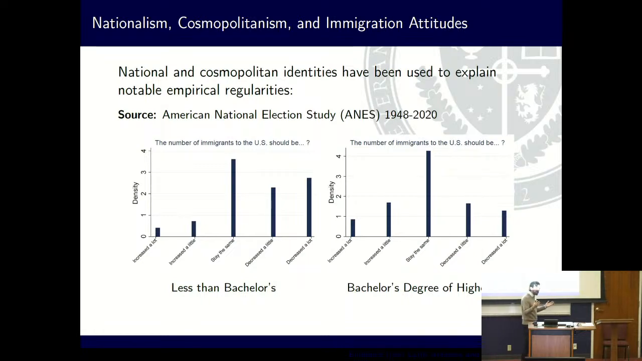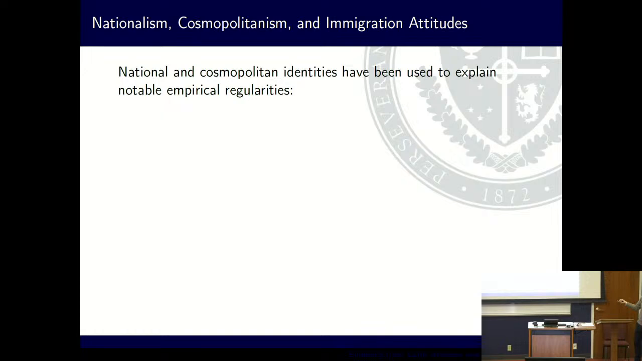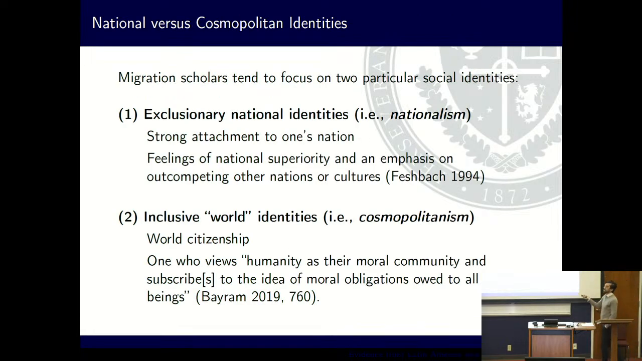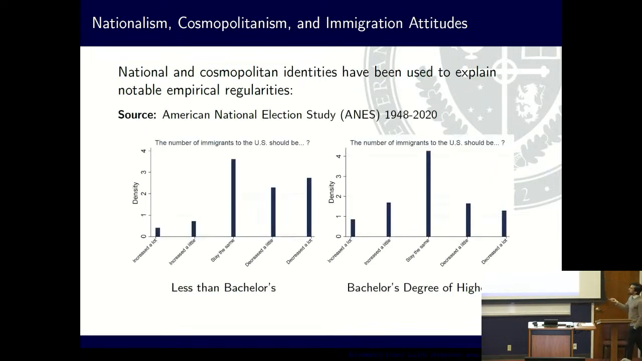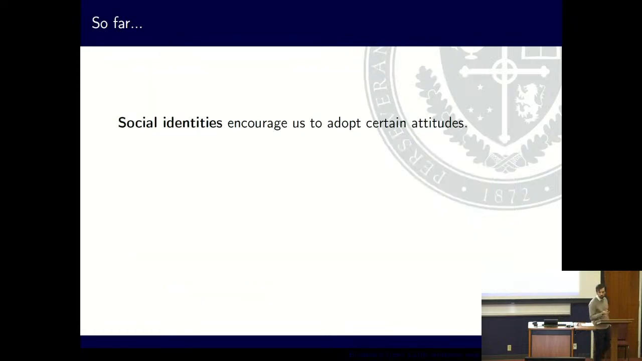You may take a class that opens your eyes to new cultures and things you had no idea about. And so as people become more educated, they become more cosmopolitan, and by connection, this happens. So that's the power of these identities, is even through things like education, you become socialized and your identities change over time, which in turn shapes your immigration attitudes.